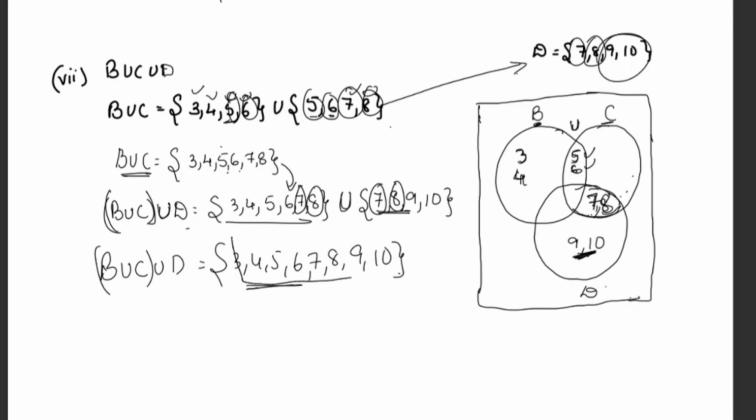So overall, where is your answer? This one, 3, 4, 5, 6. So shaded. 7, 8 and 9, 10. So the whole thing has to be shaded. This is the Venn diagram with the operation for union.